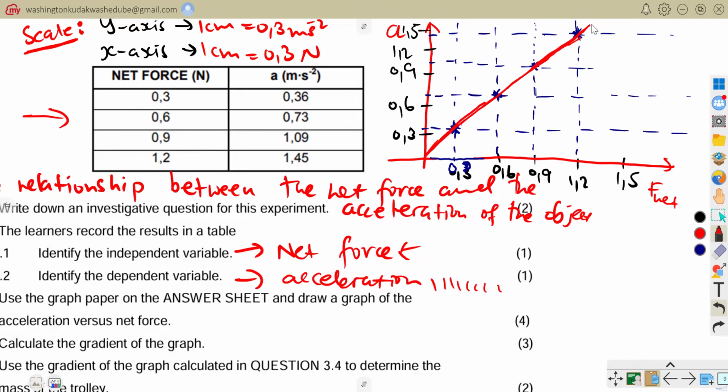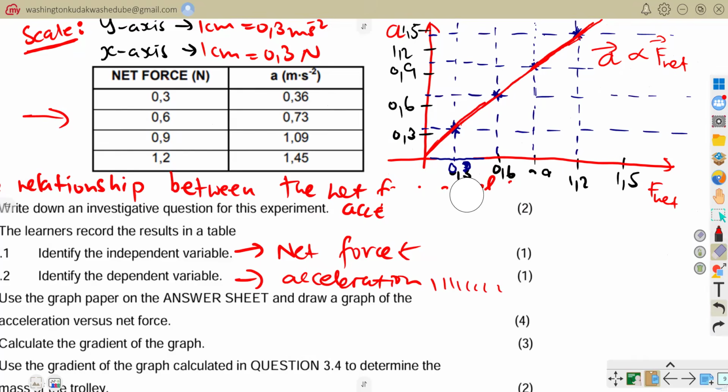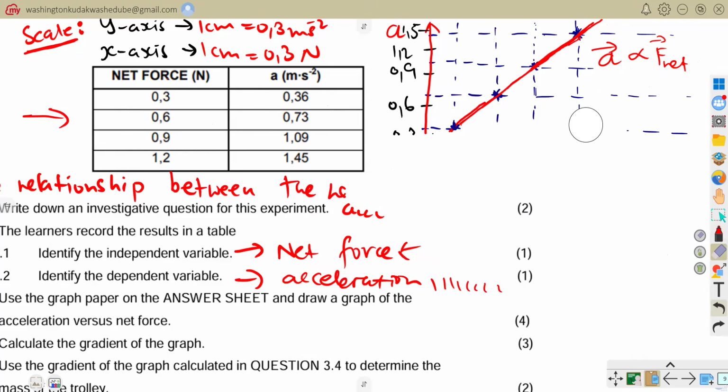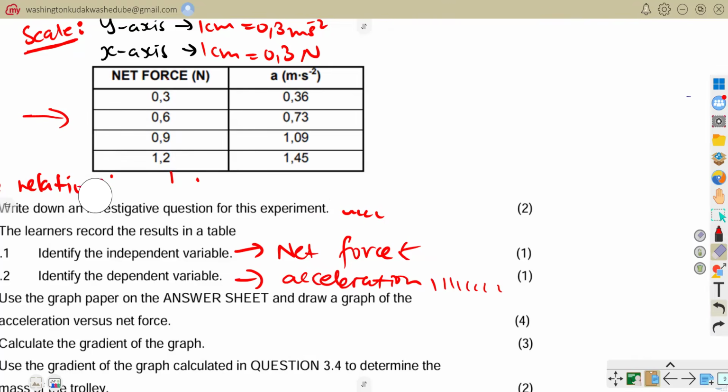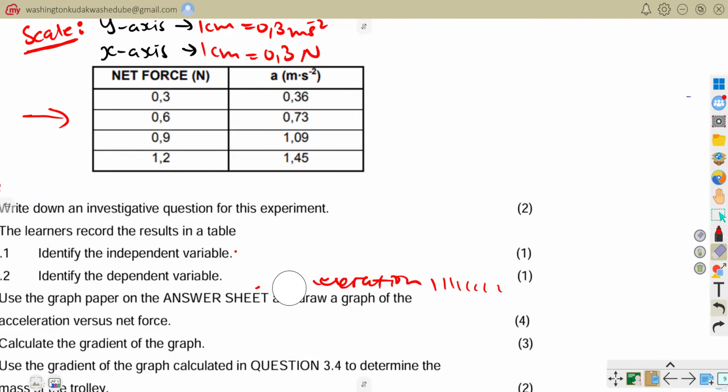Sorry, it would just be a straight line graph, which represents a directly proportional relationship where I'm saying acceleration is directly proportional to my net force. So that was the graph that you were just supposed to draw there. You were just supposed to plot this against that. That is how you use the results from your investigation to plot graphs. That is how you interpret investigative results, or else that is how you interpret your experimental results.